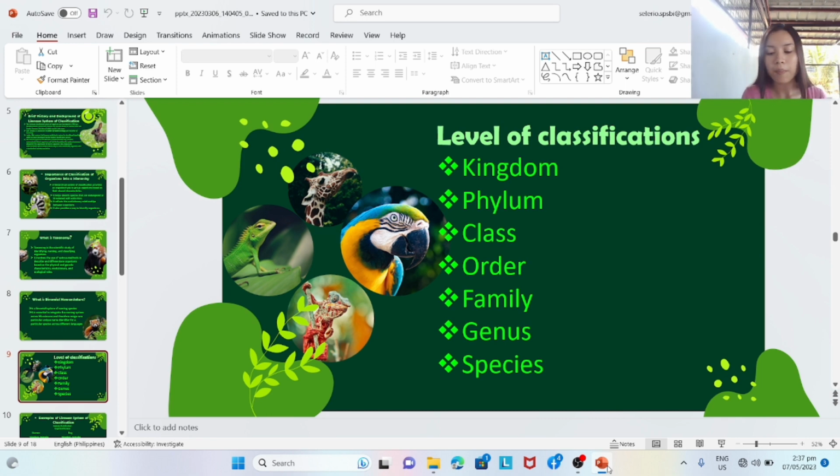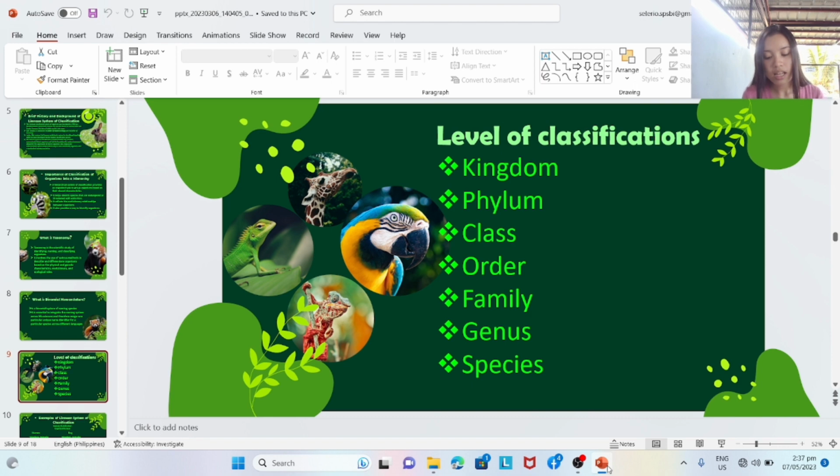Kingdom. The highest and broadest level of classification. Organisms are grouped into 5 main kingdoms: Animalia, Plantae, Fungi, Protista, and Monera or bacteria. Next is the phylum, called phylum in animals or division in plants, the next level after kingdom. Organisms within a kingdom are further grouped into phyla or divisions based on shared characteristics.